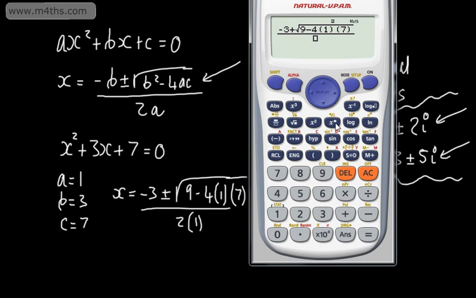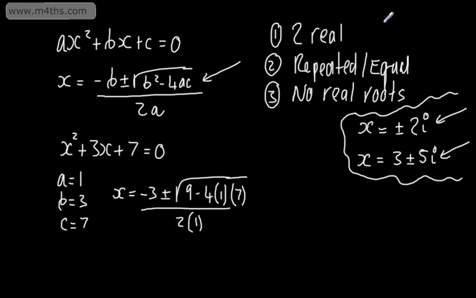Taking the square root of a negative number will not give us a real solution. It will give us these complex solutions. So if I just put in here the square root of a negative number, we'll get a math error. So where does that lead us? Well, it leads us back to this point right here.